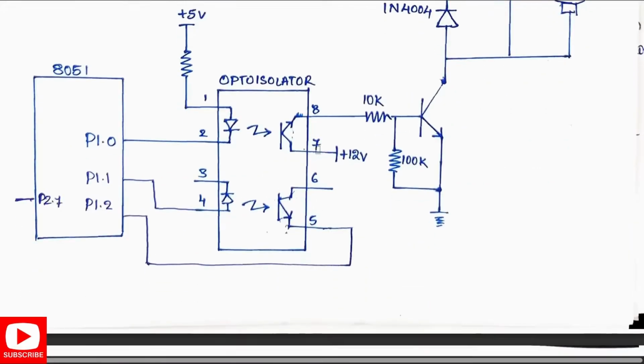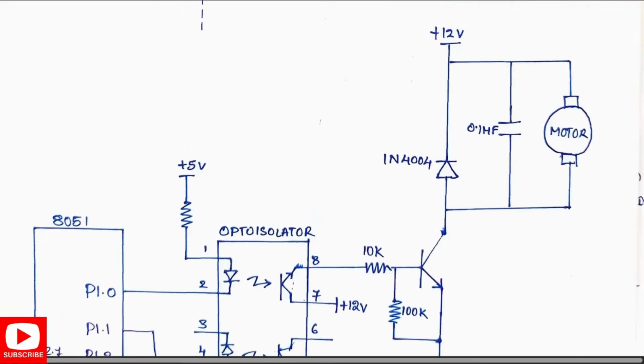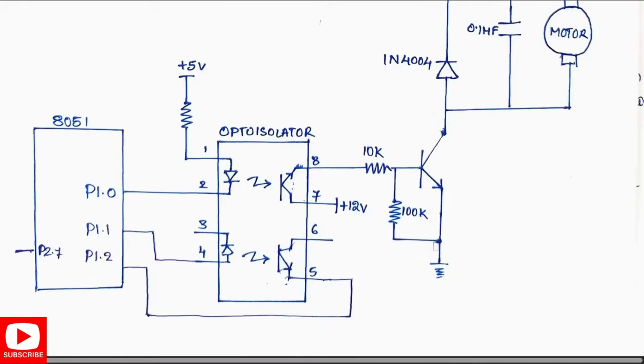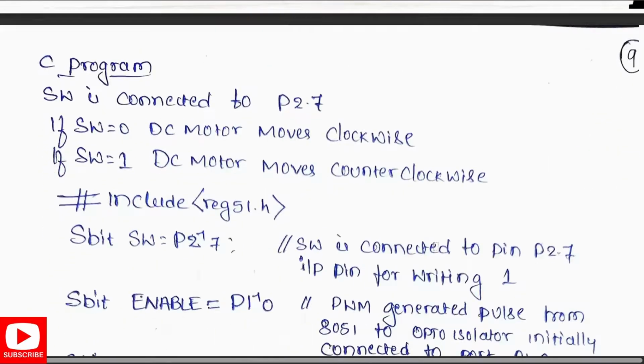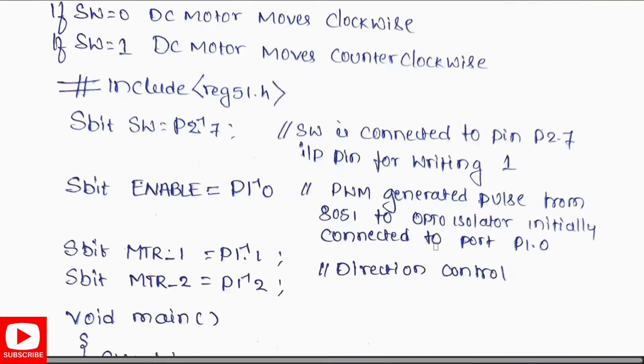Now comes the interfacing with the 8051. The 8051 is interfaced with our DC motor. So this is what our connection is, connected to port 1. And now comes the C program, where we have to write that for switch 0 it is clockwise, and for switch 1 it is counterclockwise.